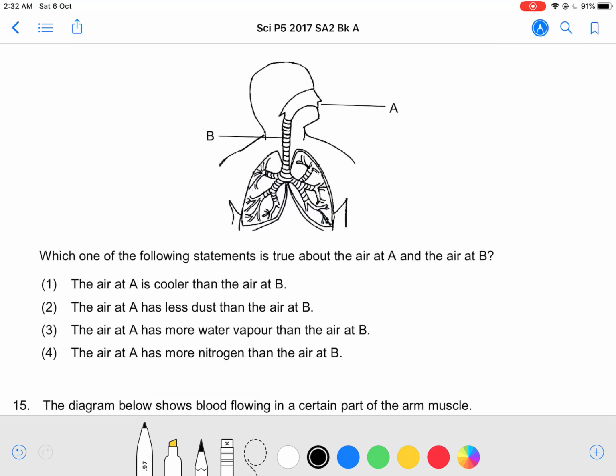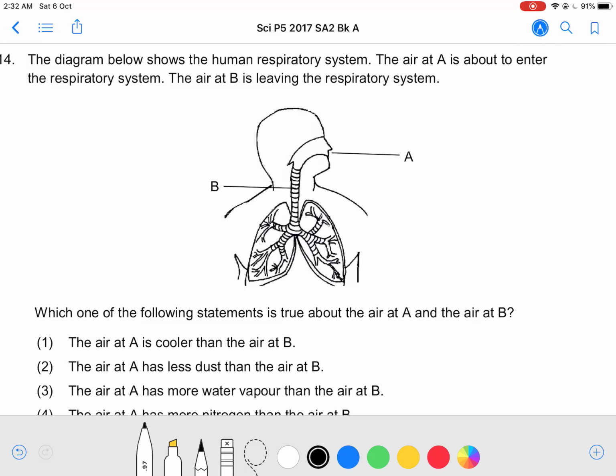Question number 14. Human respiratory system. Alright, A is about to enter. So let me just mark the picture so that the picture will help me. B is going out. So let's try to see which option is true. Air in A is cooler than B. Is it true? Those that are freshly breathed in are cooler. When it comes out, it's warmer, right? So number 1 is already the answer. It's already quite true.